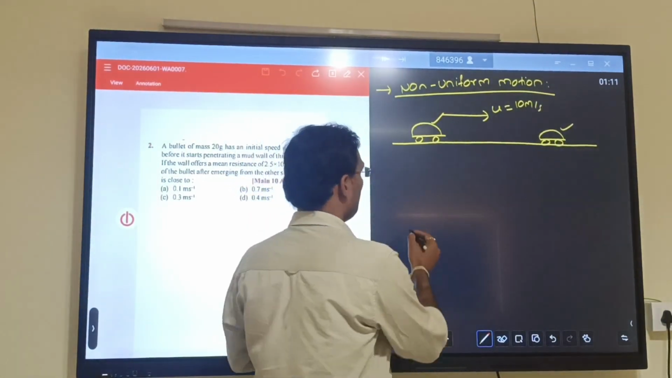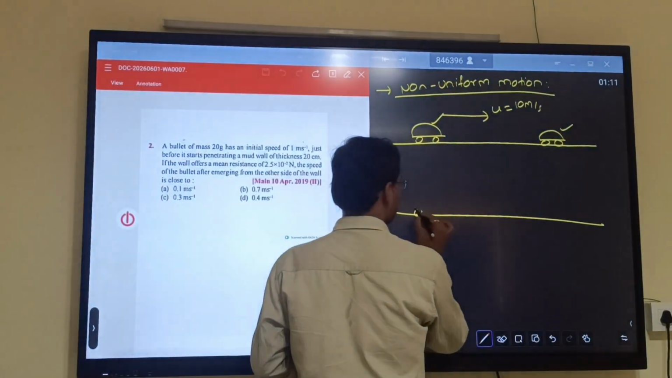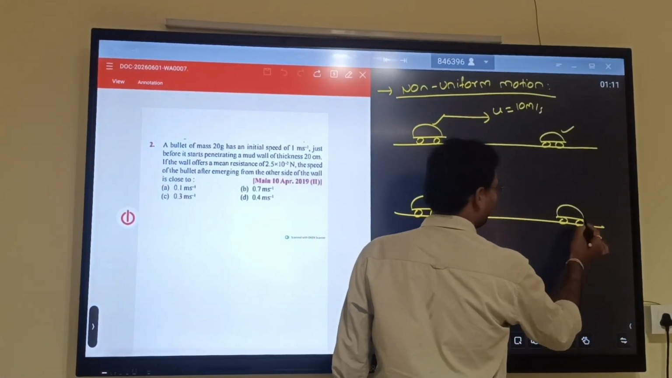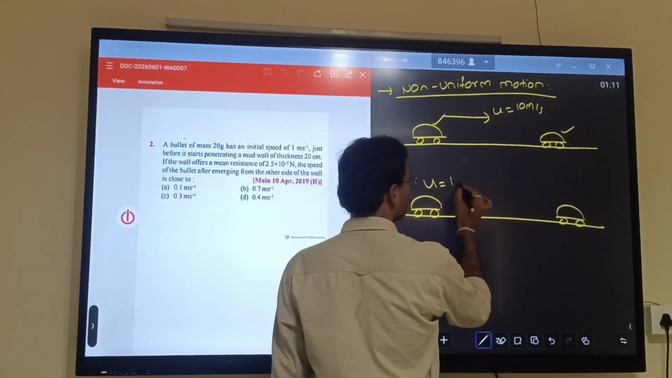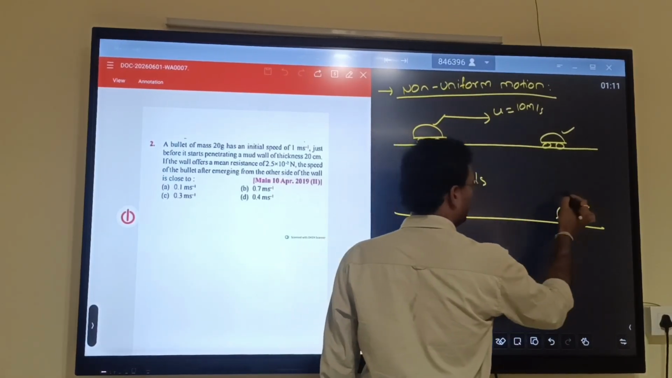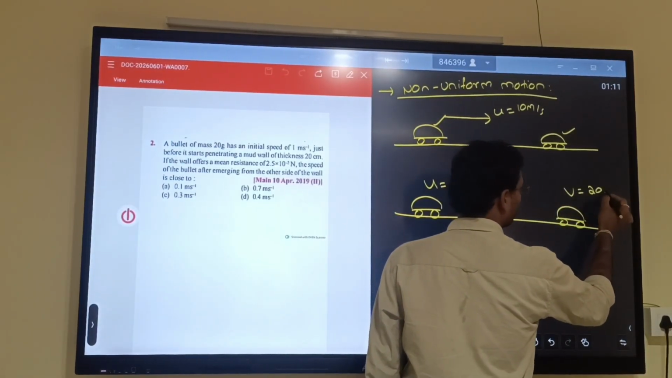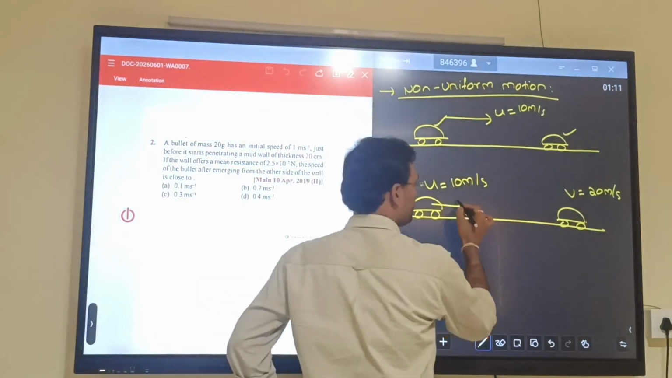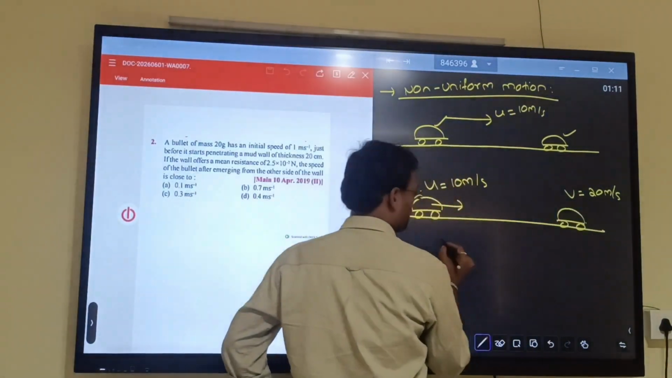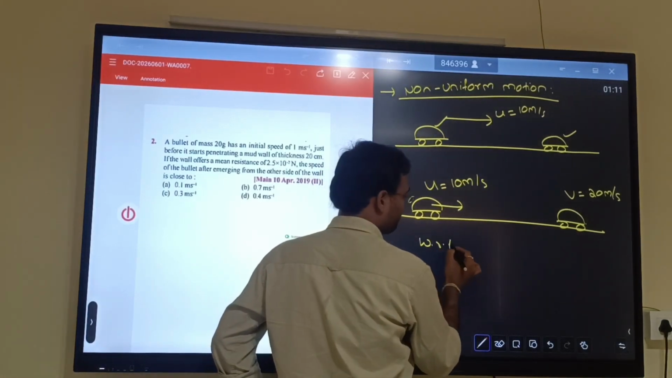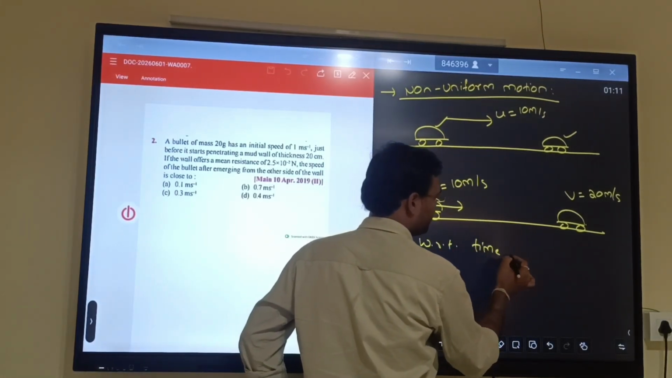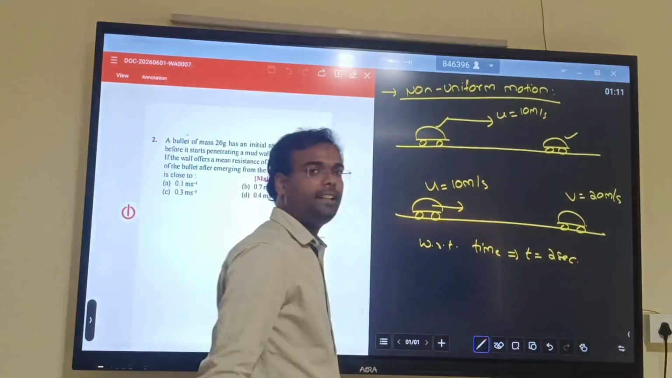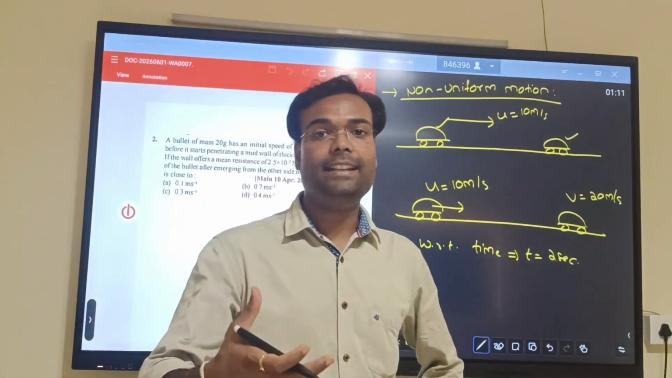Now if the object's velocity is changing, that means if the object's velocity is increasing, suppose u is equal to 10 meter per second and v is equal to 20 meter per second, right? That means its velocity is changing from one location to the other with respect to time, let us assume time is equal to 2 seconds. Then we can say that the object has been accelerated.